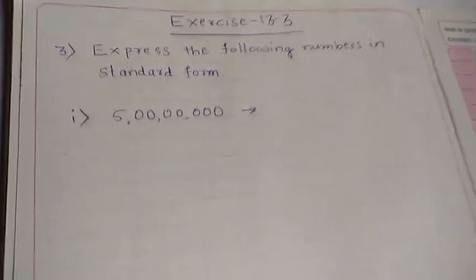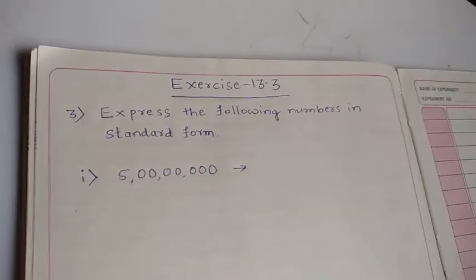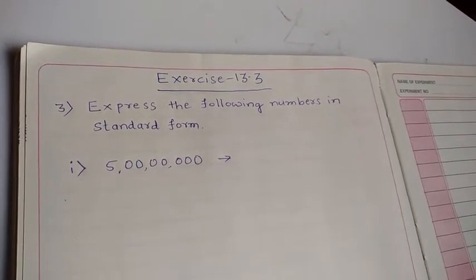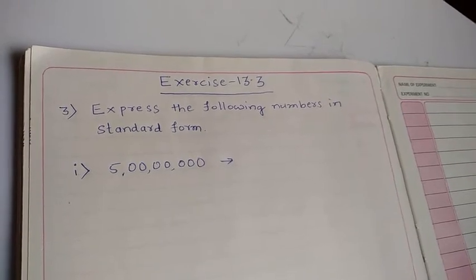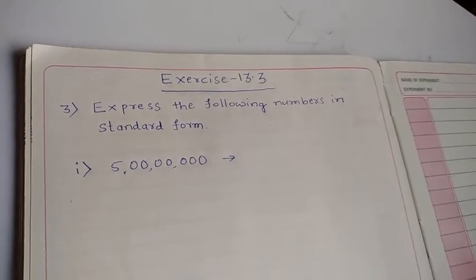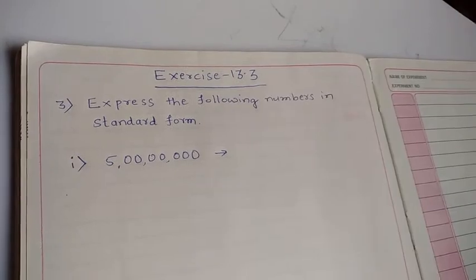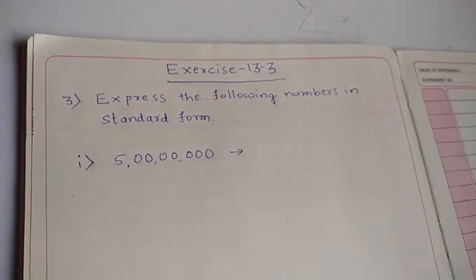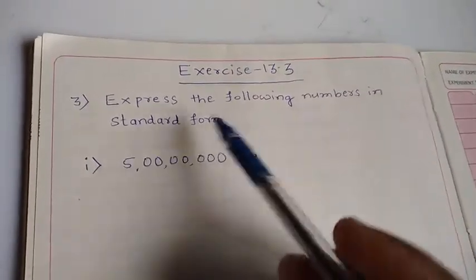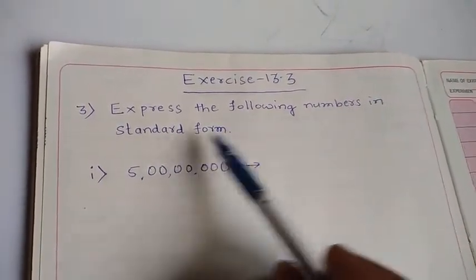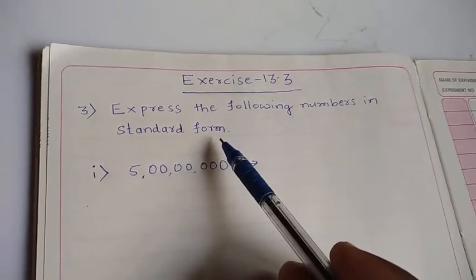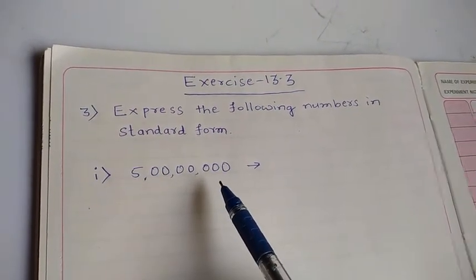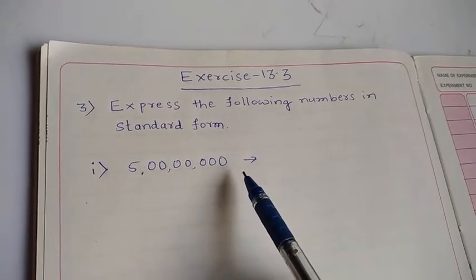Hi dear students. In the previous session we discussed the problems of the second question. Today we are going to learn about the problems of the third question. The heading of the third question is: express the following numbers in standard form. So how do we write the standard form for the given numbers?